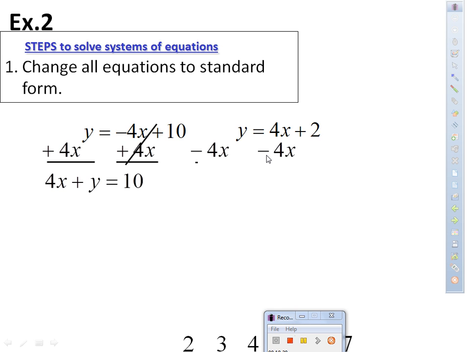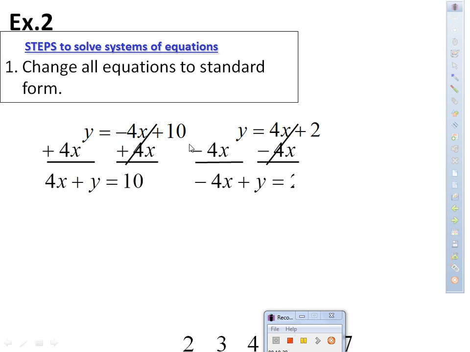This one, subtract 4x from each side, we're left with negative 4x plus y equals 2. Hands up if you got that. Okay? From there, step 1 is done, standard form.